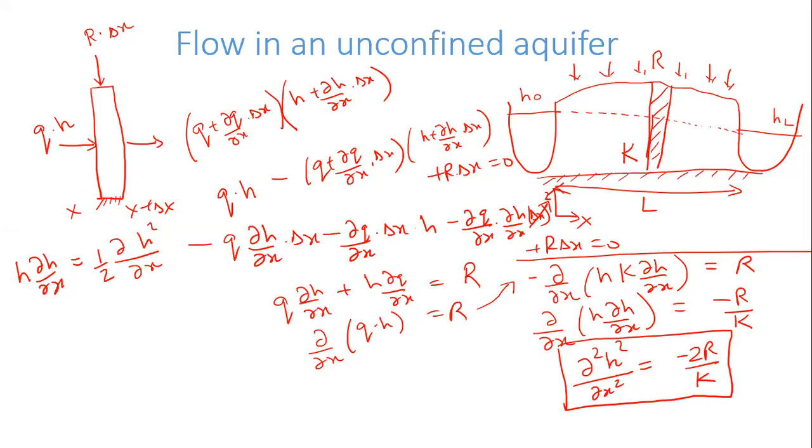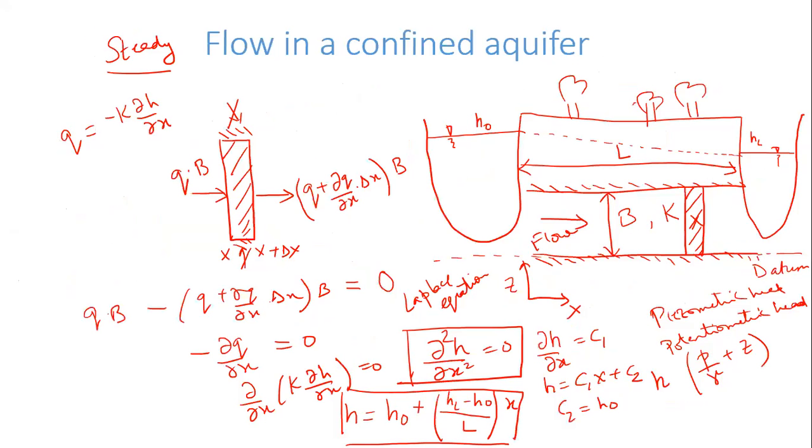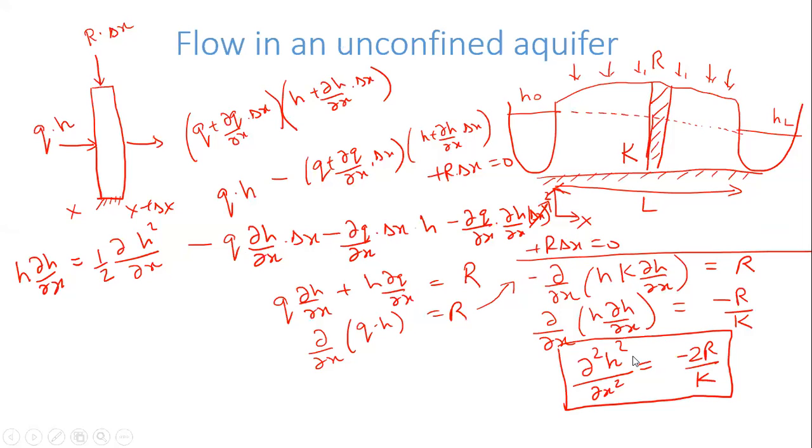If recharge is equal to 0, what will happen? If there's no recharge happening? Then it's a confined aquifer. No, it's not a confined aquifer. Then it's ∂ square h square by ∂x square. Go back to the previous one. Confined aquifer is ∂ square h by ∂x square. So confined aquifer and unconfined aquifer behave very, very differently.